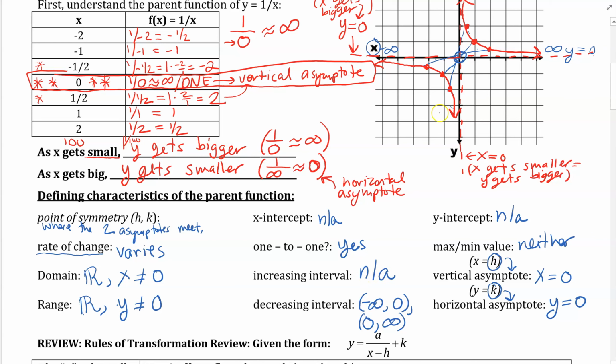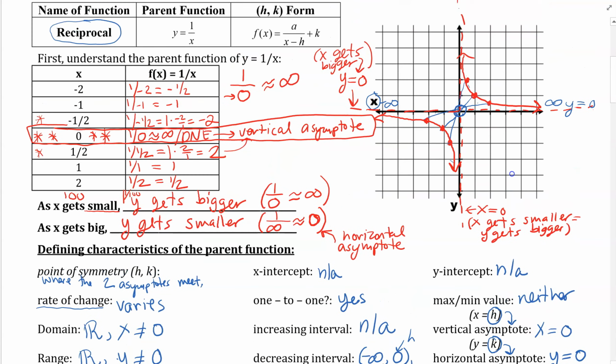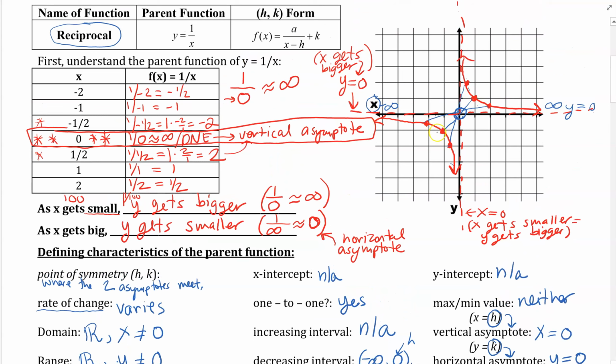This is for the parent function, but a similar thing will happen for all the other ones: there will be two intervals, right? They will split over where the vertical asymptote is. So wherever h is, that's where the intervals will split. And either both of them will be under increasing or both of them will be under decreasing. And that's the case here. This function is technically decreasing for both parts.